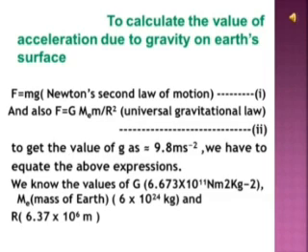Now by applying the universal law of gravitation, the gravitational force acting on the stone is F equal to G Me small m divided by R square. This is expression number 2. To get the value of g as the approximate value 9.8 meter per second square, we have to equate the above expressions. We know the values of G, Me and R.